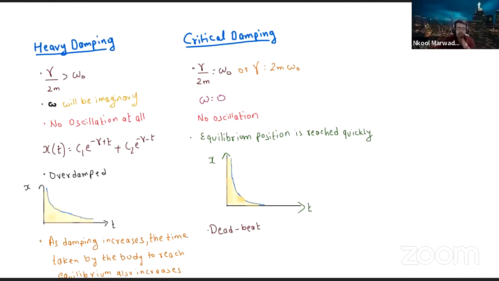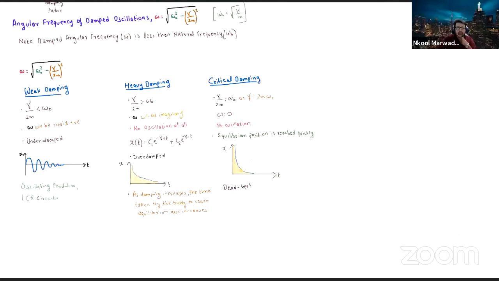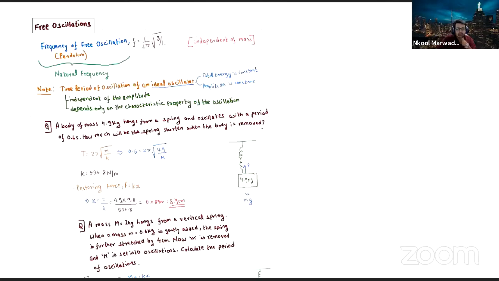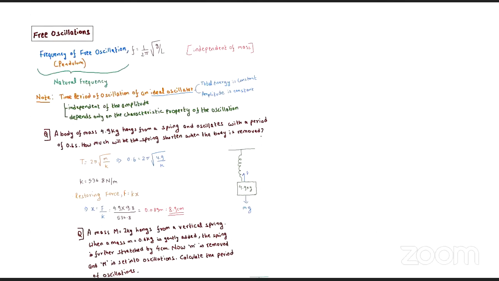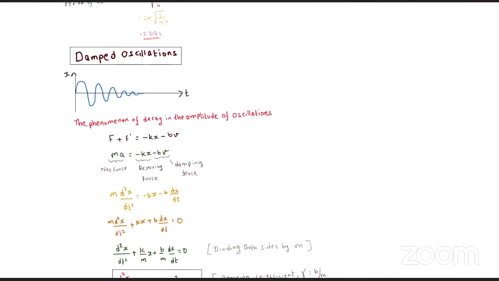Okay, sir. Now, today we completed two different types of oscillation. Free oscillation, we got an idea. And damped oscillation is very important, and we looked into some detail and also these three different types of damping.